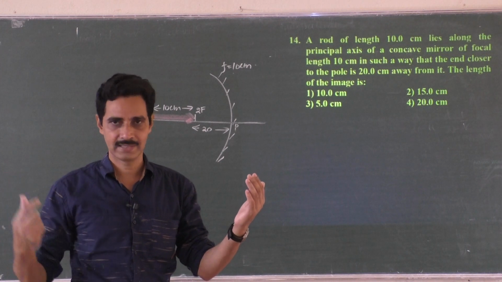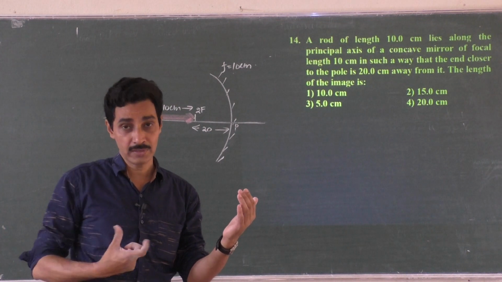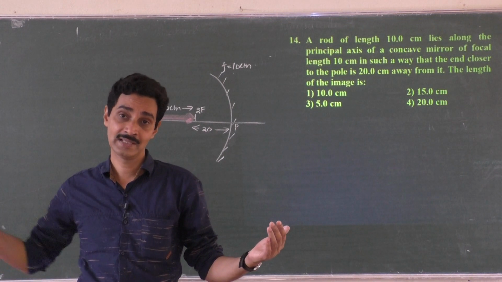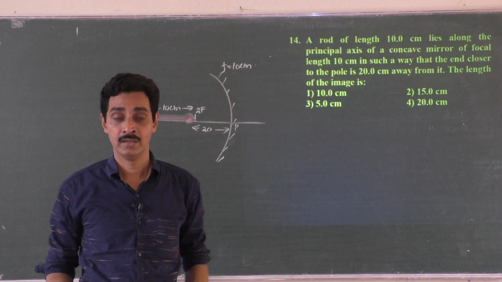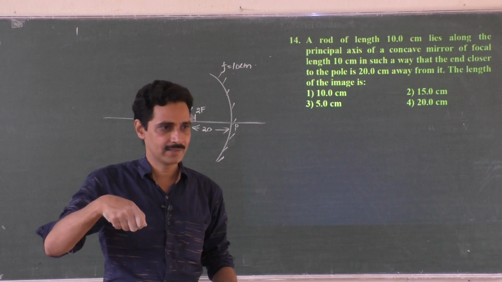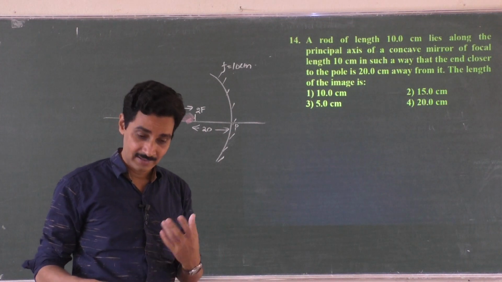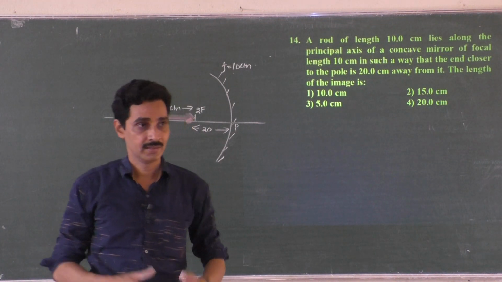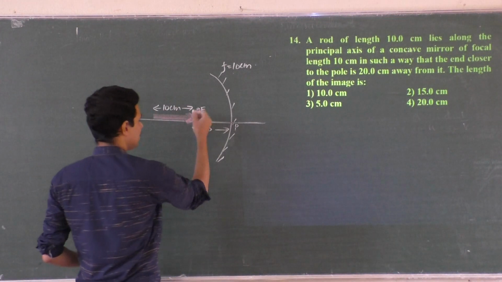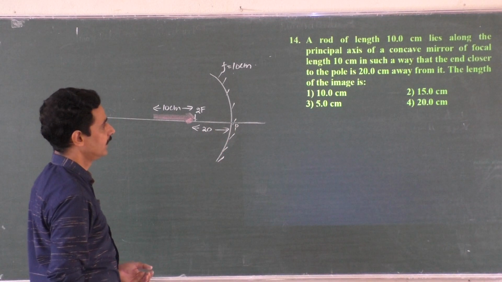So when the object is beyond 2f, the image is between f and 2f, the image is smaller, the object is larger. When the object is at 2f, image is at 2f. When the object is between f and 2f, it is the reverse: the image is away from 2f and larger, the object is smaller. When the object is within the focus, it is virtual and enlarged, like a dentist's mirror. Dentists use a concave mirror to view the teeth. So when the object is at 2f, the image is also at 2f. What is the length of the image?